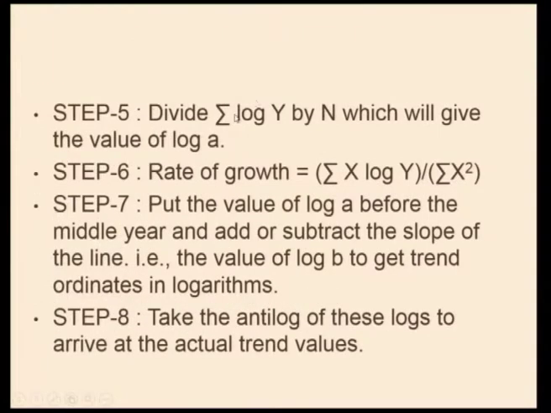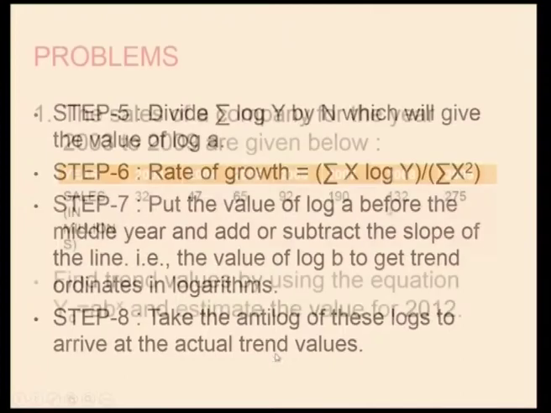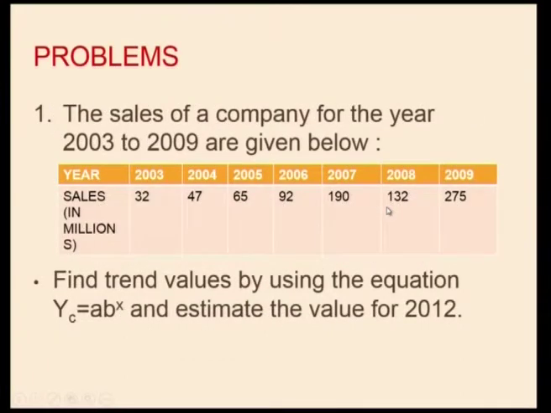Now in the next step, you divide sigma log y by capital N, which will give you the value of log a. Similarly in step 6, the rate of growth will be sigma X log y divided by sigma X square. You put the value of log a at the middle year and add or subtract the slope of the line, that is the value of log b, to get the trend ordinates in logarithms, then take the anti-log of these to arrive at the actual trend values. Let us see by a simple problem.